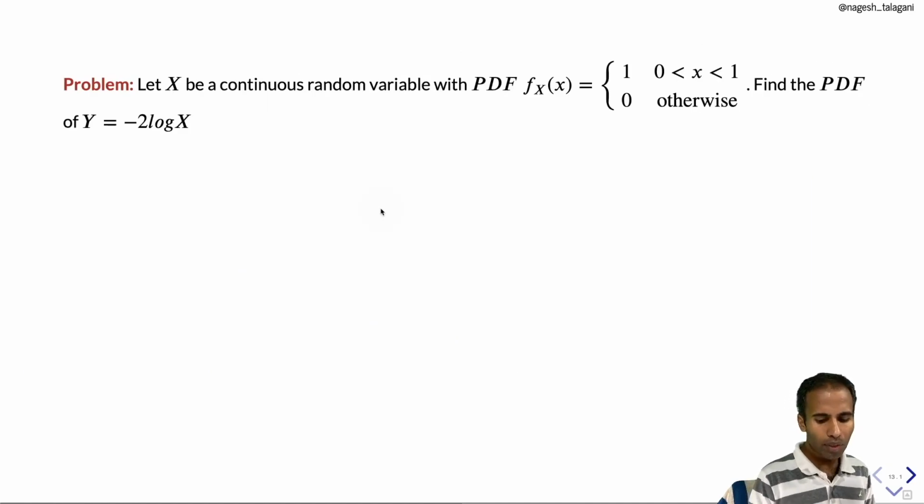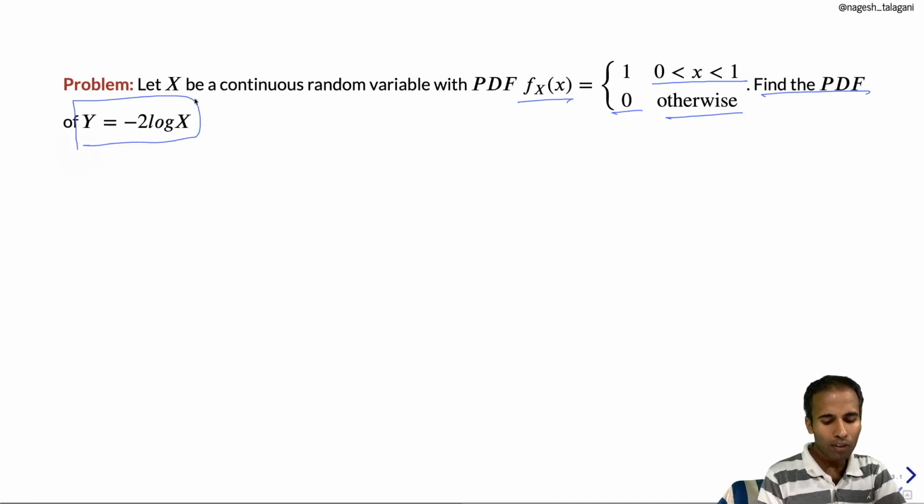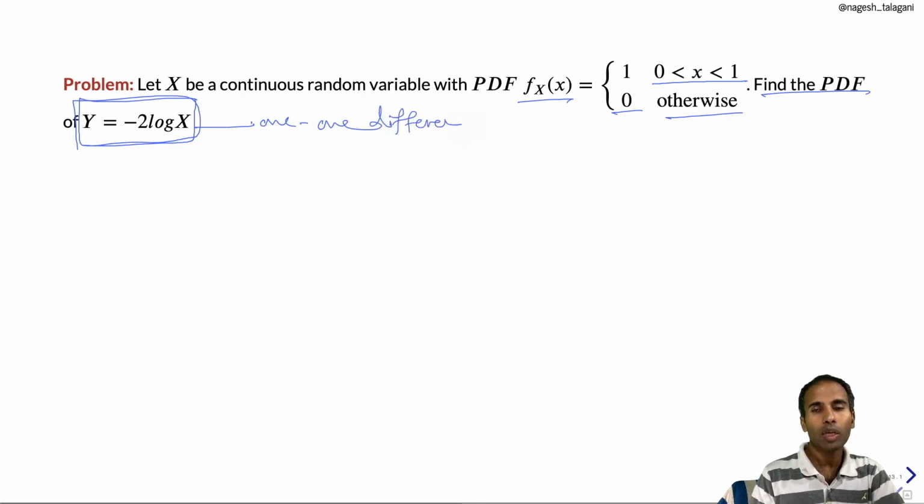Problem. Let X be a continuous random variable with a PDF small f of x equal to 1 for 0 less than x less than 1, 0 otherwise. Then find the PDF of Y equal to minus 2 log X. Here our transformation is Y equal to minus 2 log X, which is a one-to-one differentiable function. So we can use the above theorem to find the PDF of Y.